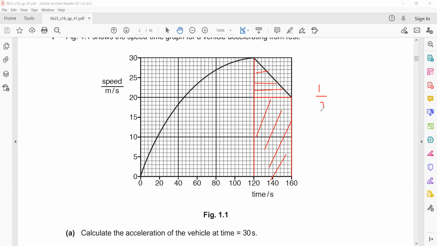So this will be half the sum of the parallel sides, because this side starts from 0 till 30. The second side starts from 0 until 20, sum of the parallel sides. And multiply by the height, meaning the difference between the two parallel sides. So it started at 120 and ended at 160, so that equals 40. So this will be 50 multiplied by 40 divided by 2. So when we solve this, it will be 1000 meters. That is the distance traveled by this object.